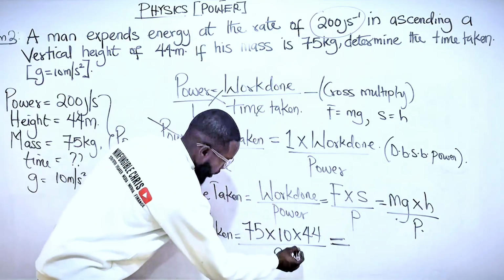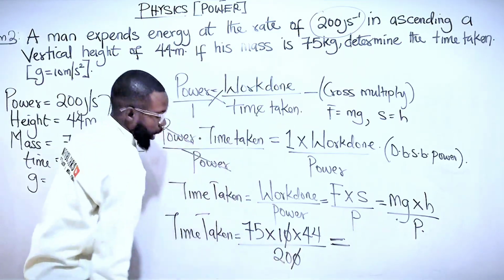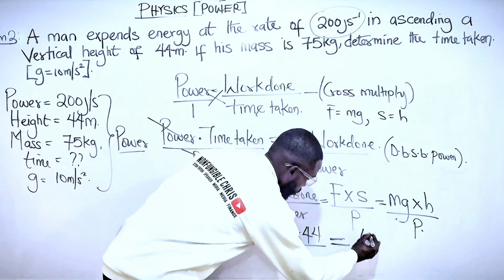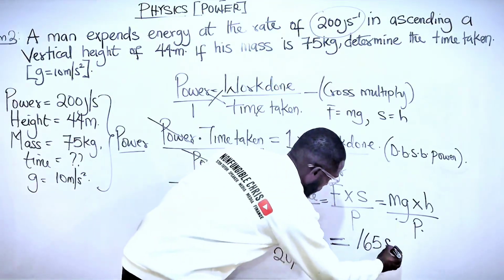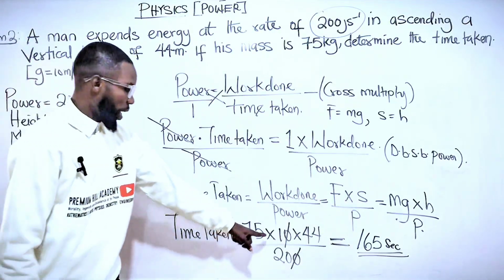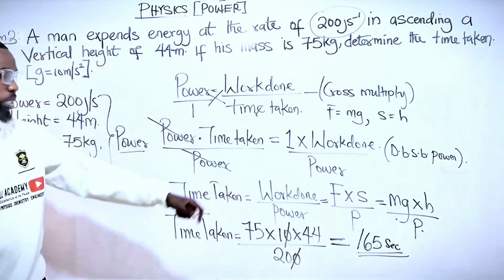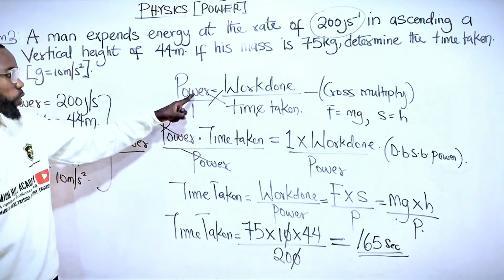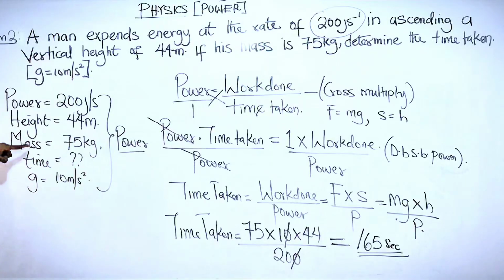So that this takes off this. As a matter of fact, if you use your calculator, I believe you're going to get 165 seconds as the total answer, the time taken. If you do 75 times 44 divided by 20, it gives you 165 seconds. You see how easy it is. First of all, this time we are no longer looking for power. The value of the power was given. Now we're looking for the time taken.